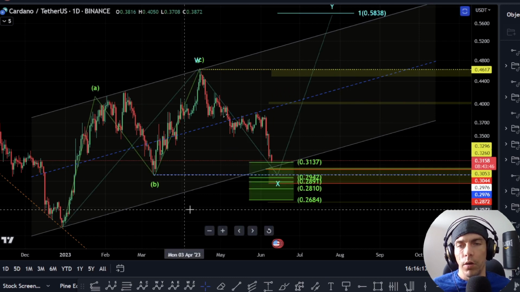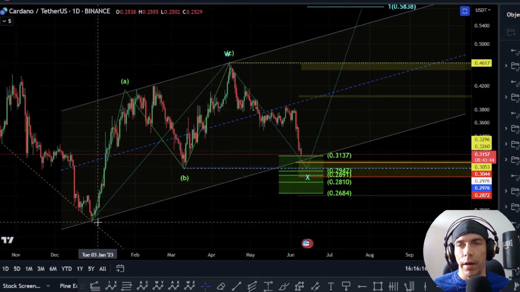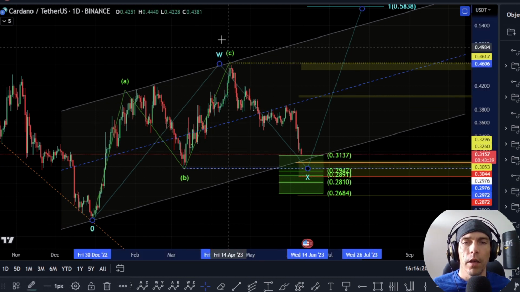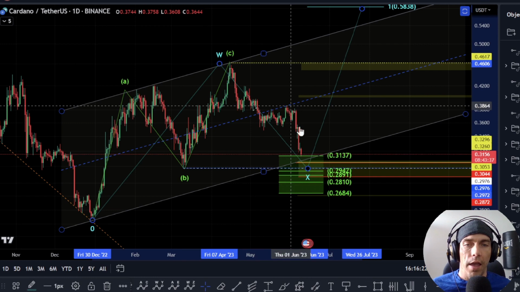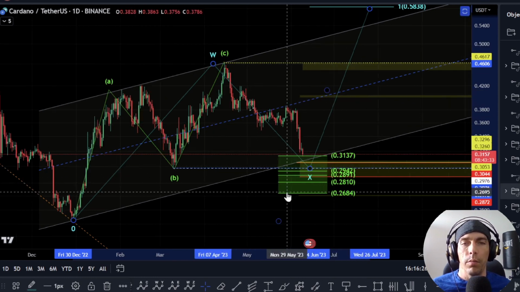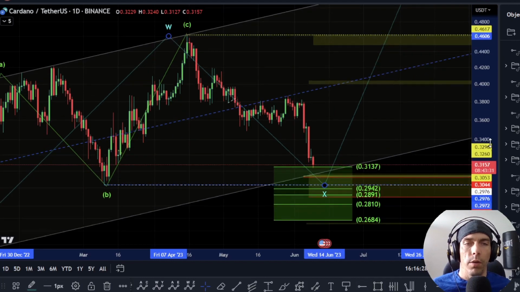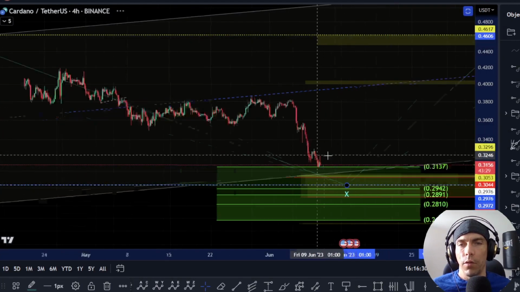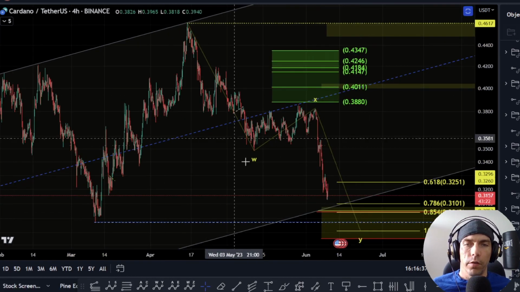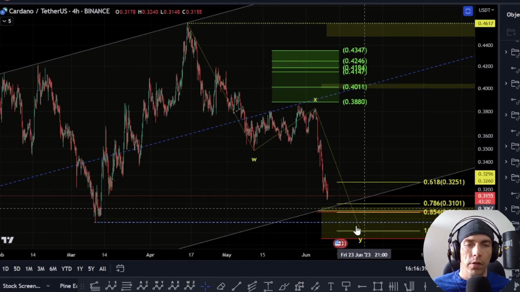Now, what I'm looking for as my most likely idea of what's going on here is that we actually look to complete this W into this high here. Now, what we could have here then is an A, a B, and we're looking for that C wave, or W, X, and Y. Because it's an X wave, it can be pretty much anything that it wants to be. So I'm going to come down here into the smaller time frames, and we're going to discuss the internals of these waves. So the way I'm currently looking at this is as a W and X, and then we're treating this as a Y wave.